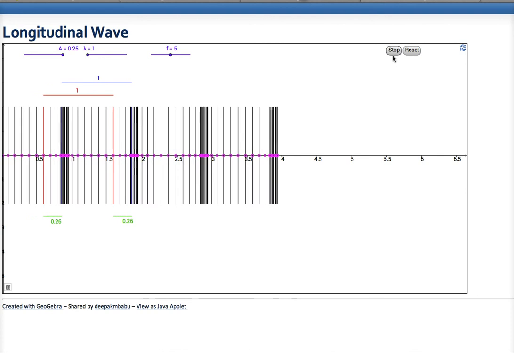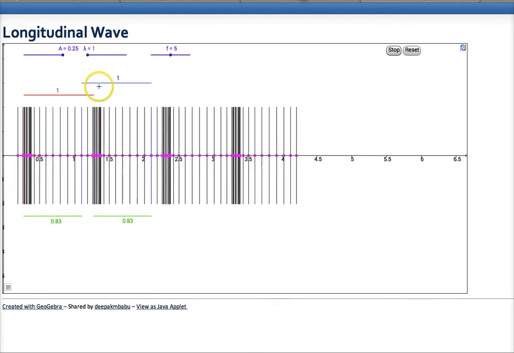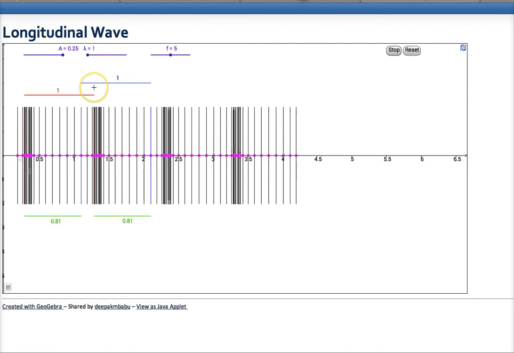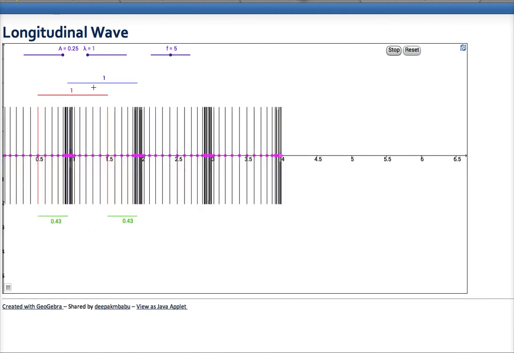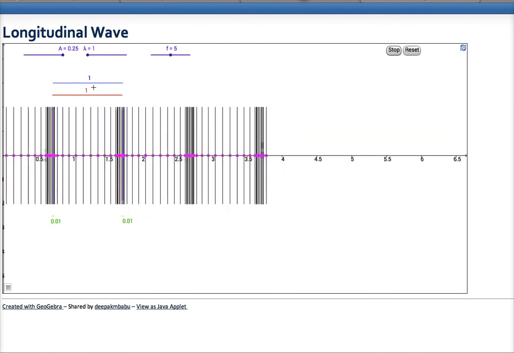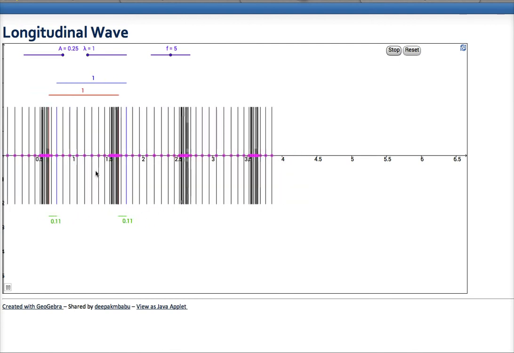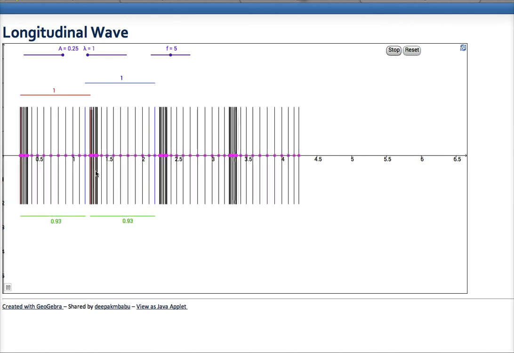Can you see that the vibrations are a lot more? These lines seem to be moving a lot faster than earlier, right? That's really what's happening when you change the frequency. They're vibrating left to right much faster than they were earlier. Okay? And the wavelength is shorter, that's all, because I reduced the lambda. So the distance between two compressions and two rarefactions has now reduced.